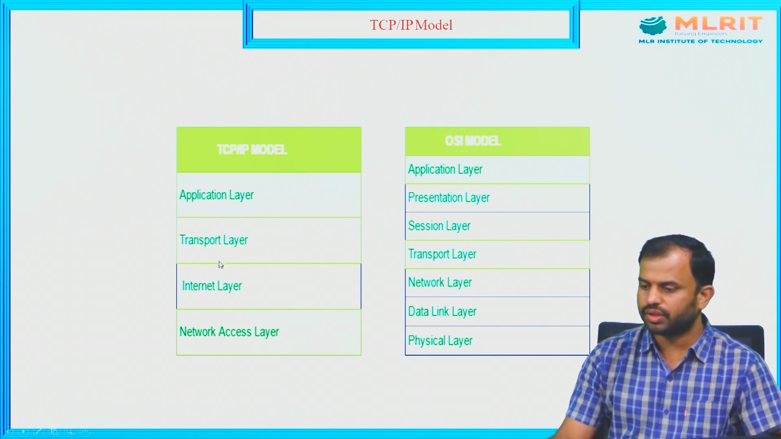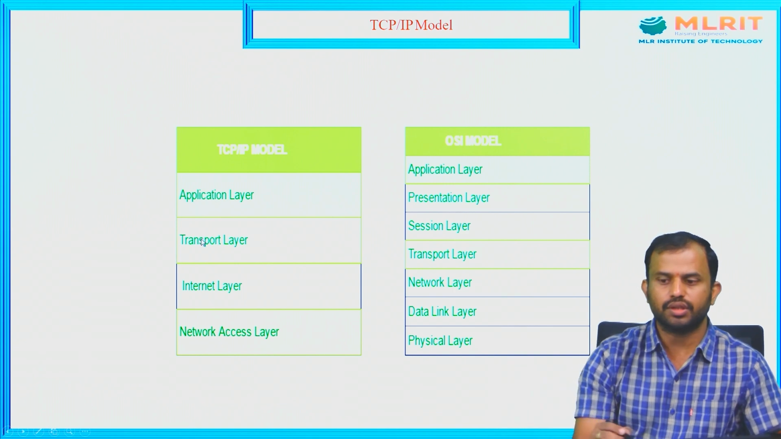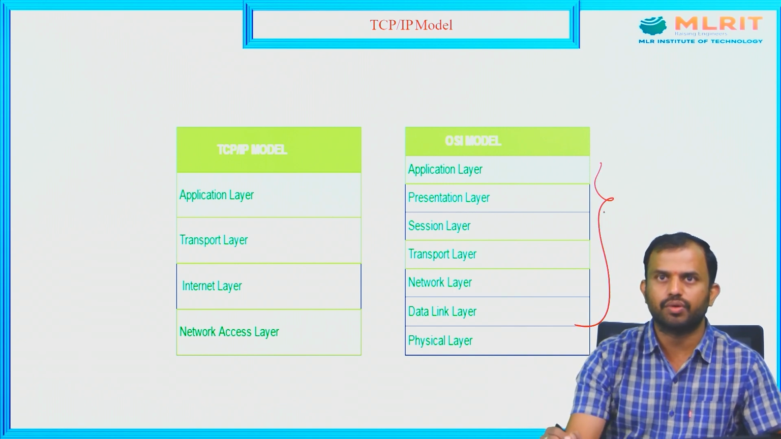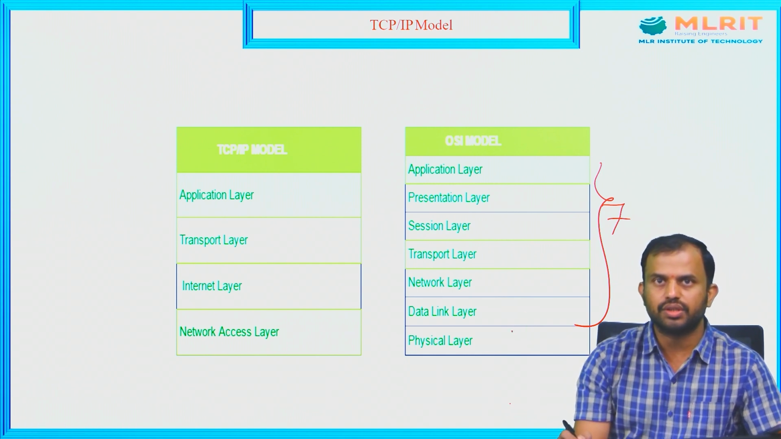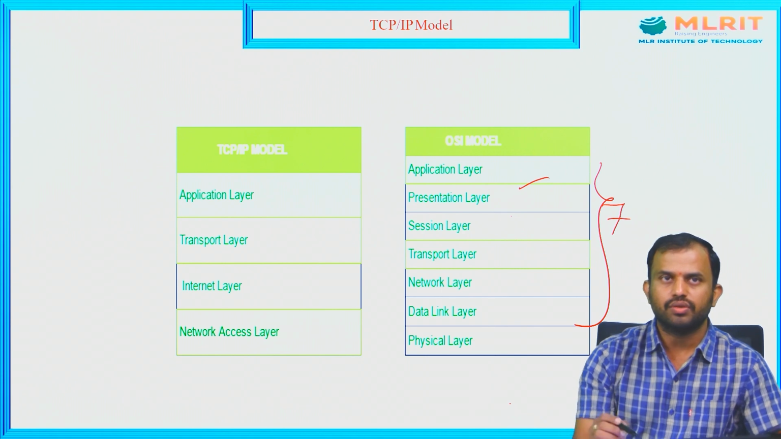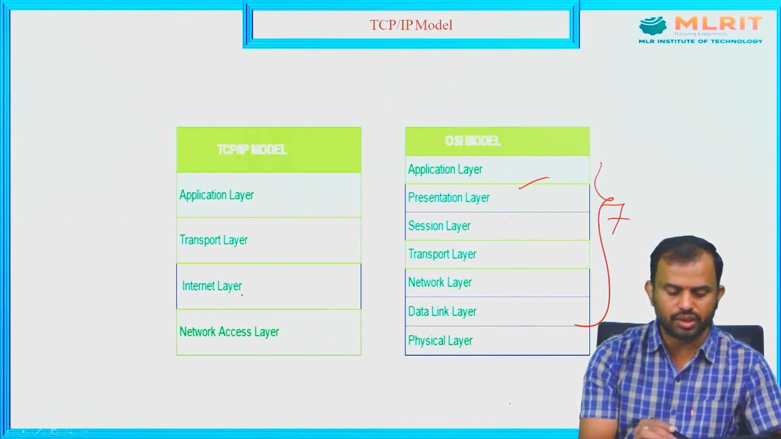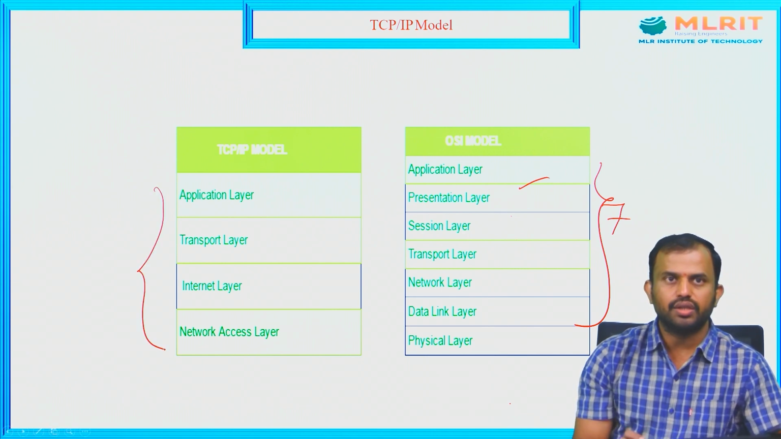But in the OSI reference model, we have 7 layers. In the previous session, we discussed the importance and functionality of each layer: the physical layer, data link layer, network layer, transport layer, session layer, presentation layer, and application layer in the OSI model. In this session, we are going to discuss each application and functionality of the TCP/IP reference model.